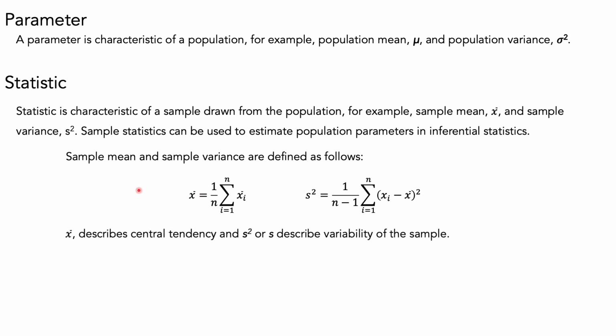Okay, here x bar, the sample mean, describes the central tendency, while s square is the variance and s is the standard deviation of the sample. It describes the variability of the sample. So just remember that a parameter is related to the population and a statistic is related to samples. Parameters are the measurements made on the population, and statistics are the measurements made from the sample.